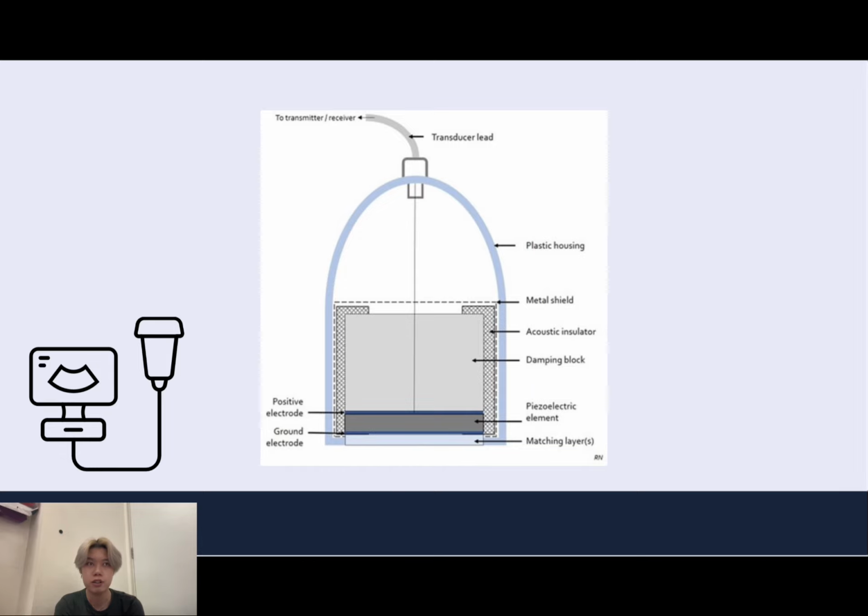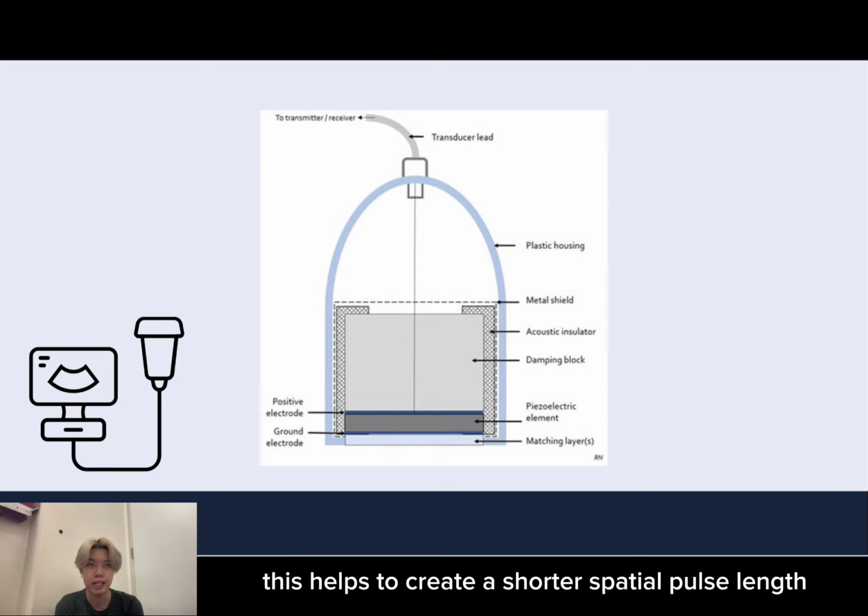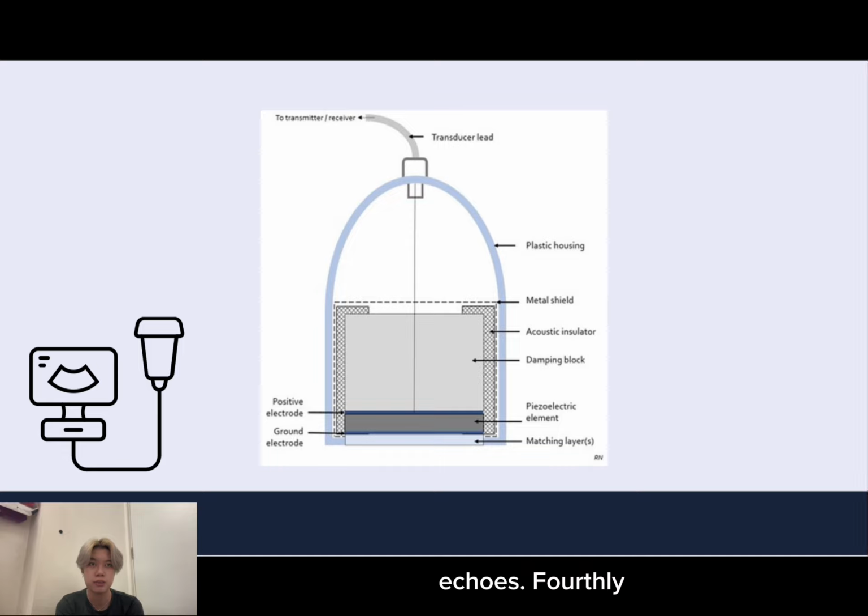This damping block absorbs and dissipates the residual energy in the piezoelectric crystals and attenuates stray and unwanted ultrasound signals from the housing. This helps to create a shorter spatial pulse length and allows for better axial resolution for imaging organs and high bandwidth to receive reflected echoes.